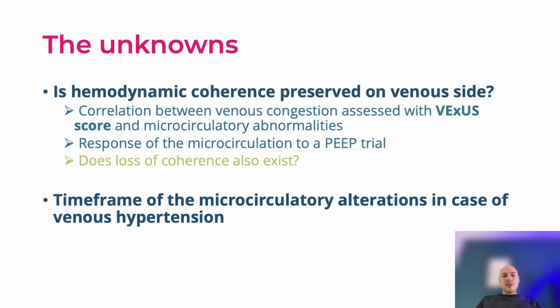So we've seen that a loss of hemodynamic coherence can exist with near normal mean arterial pressure and cardiac output, but what is not known is whether the same happens on the venous side. In other words, does an increase in venous pressure always impact the microcirculation? We also do not know what is the time frame of microcirculatory alteration in case of venous hypertension, immediate or delayed.